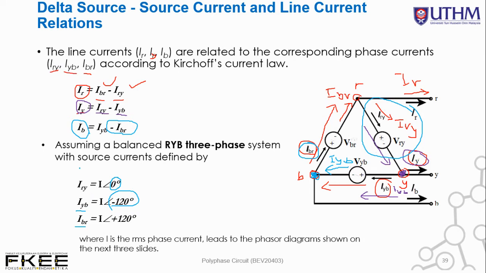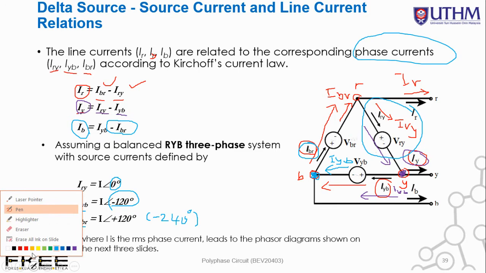So all these are actually phase current. Okay, this is actually phase current. So for IBR, this is also equal to minus 240 degree difference. Okay. If we can draw the phasor diagram, it will look like this.